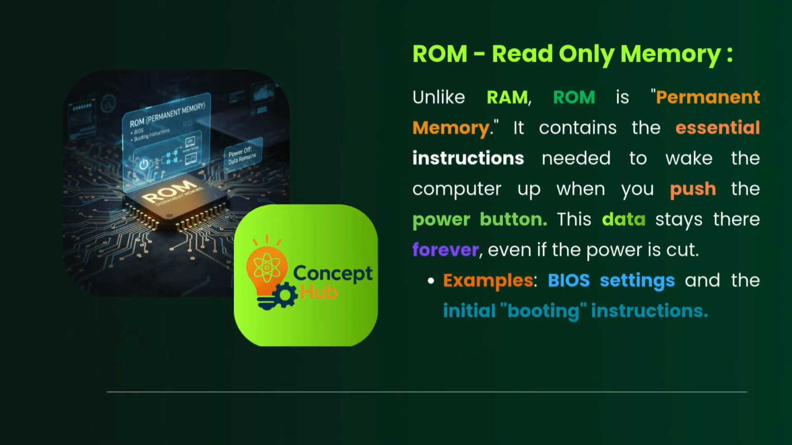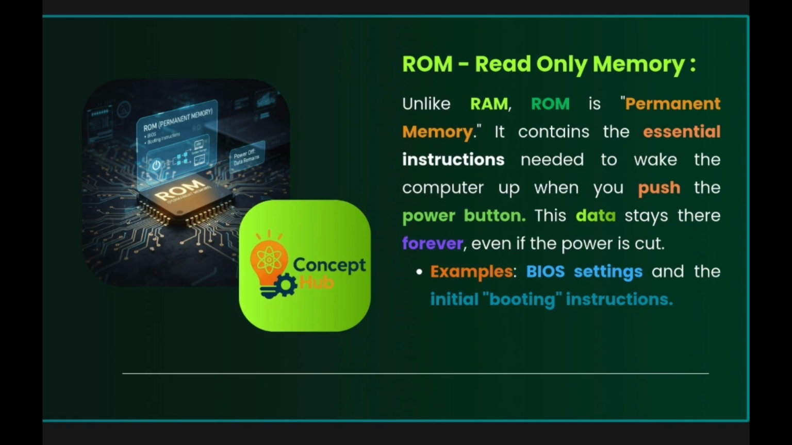8. ROM, Read-Only Memory, the permanent guide. Unlike RAM, ROM is permanent memory. It contains the essential instructions needed to wake the computer up when you push the power button. This data stays there forever, even if the power is cut. Examples: BIOS settings and the initial booting instructions.